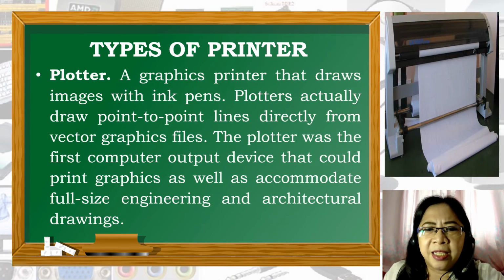Last type of printer is the plotter, a graphics printer that draws images with ink pens. Plotters actually draw point-to-point lines directly from vector graphics files. The plotter was the first computer output device that could print graphics as well as accommodate full-size engineering and architectural drawings. A plotter is usually used by students, engineers, and architects in printing their blueprints or architectural plan and house plan. It is also used in printing tarpaulins or bigger posters.